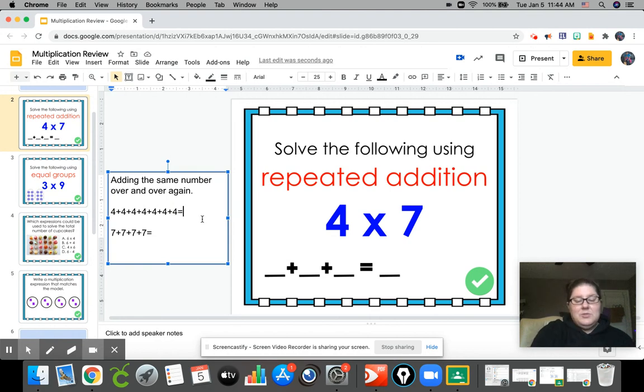All right, if you've got 28, then you are correct. Now tell me, what is 7 plus 7 plus 7 plus 7? All right, if you got 28, you are also correct. So no matter how you do it, you're still going to get the same answer. So this is how you would show repeated addition. Okay, now let's go to the next one.